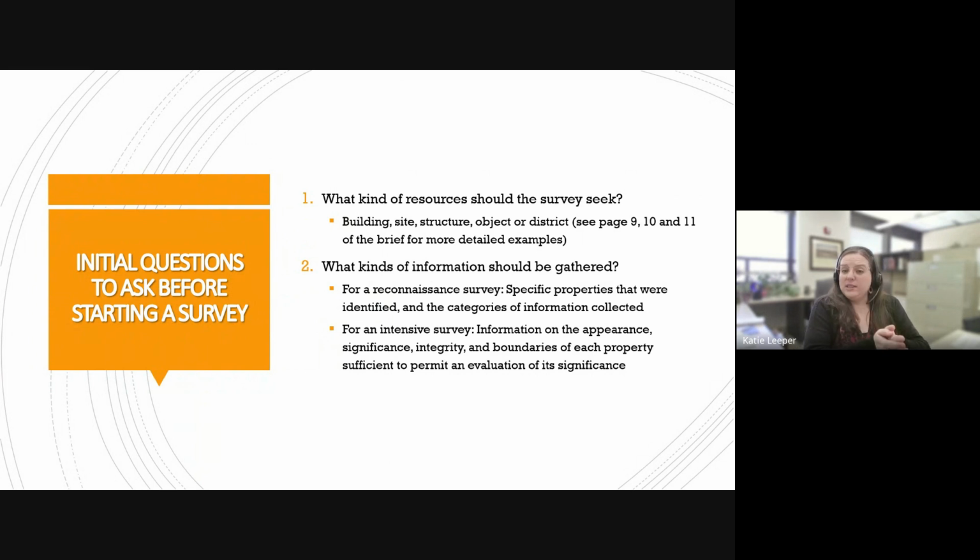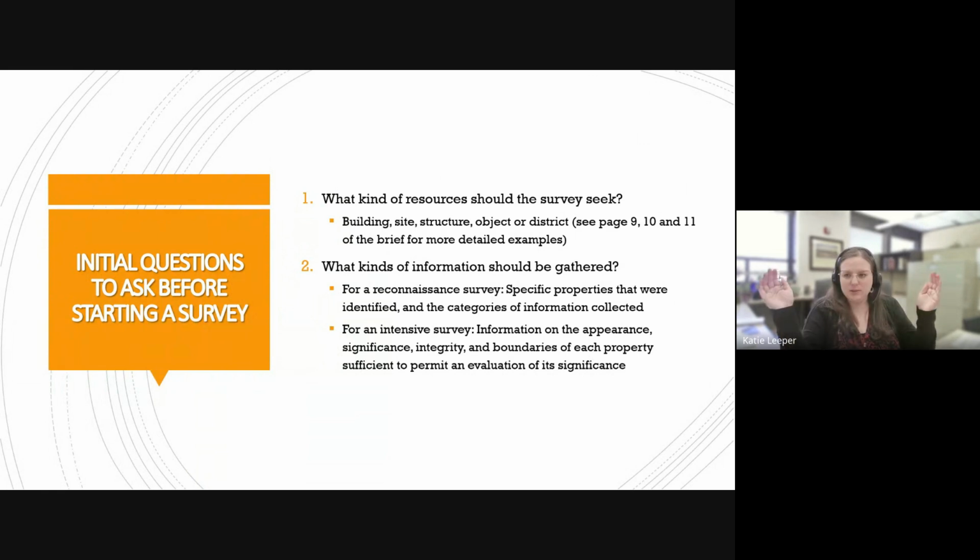And then what kinds of information should be gathered? And this is for each type of survey. For reconnaissance surveys, you're looking for specific properties that were identified and the categories of information collected. So it's more general.